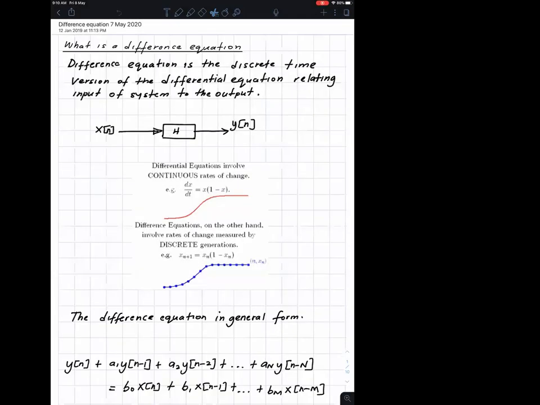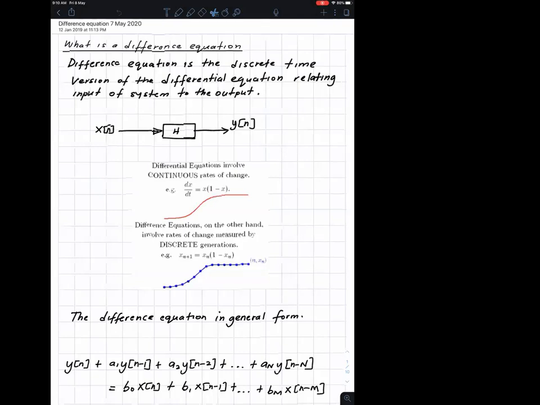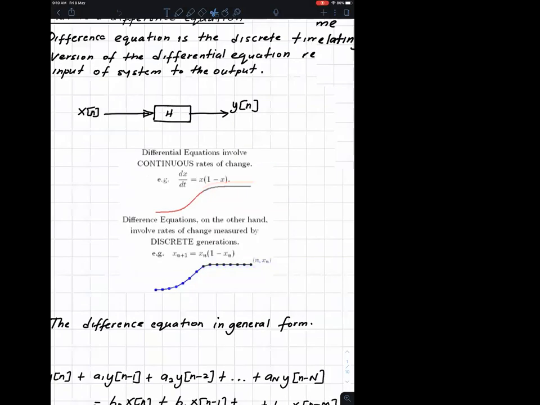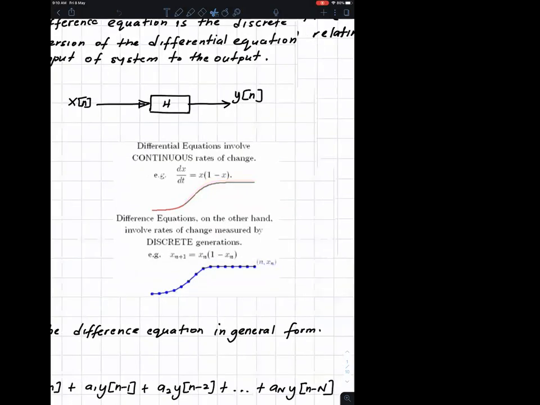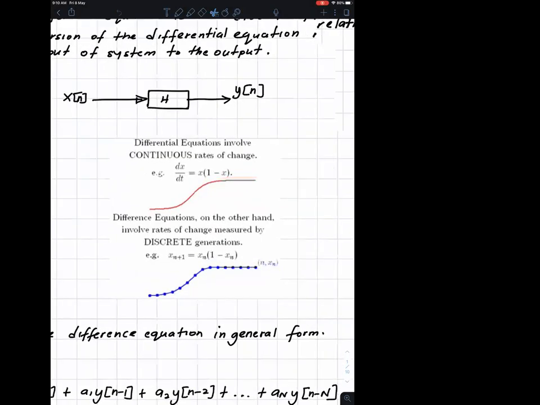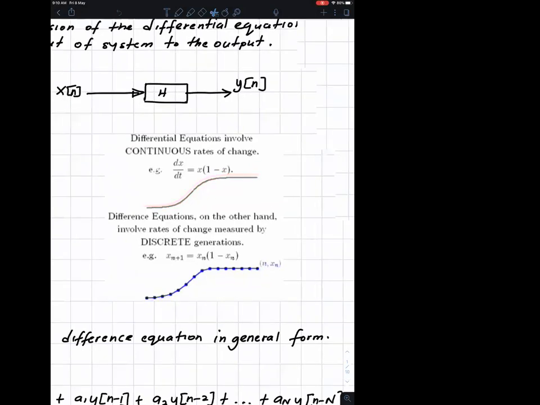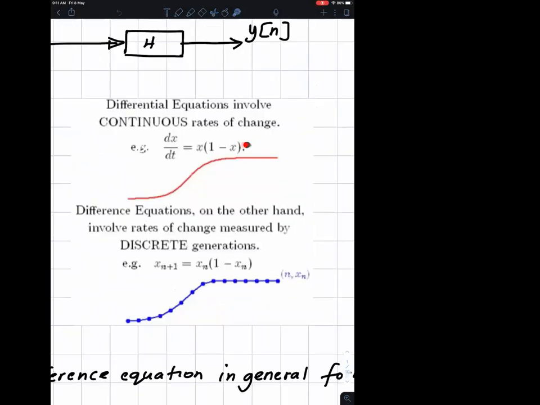What's the difference between a difference equation and a differential equation? You can see from here, a differential equation involves continuous time. This is the continuous time equation. When you want to find a slope at some point, you use dy/dt, in this case, and plug in the value of time. x is a function of time. You plug in the time and then you get the answer.